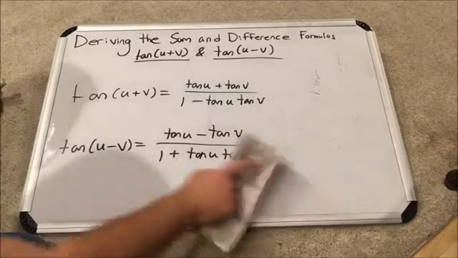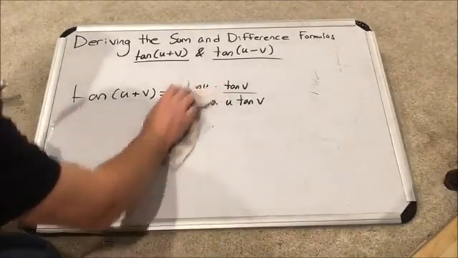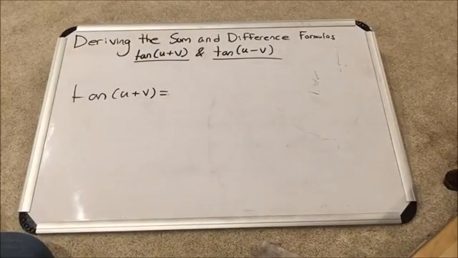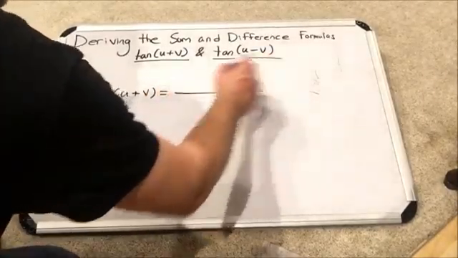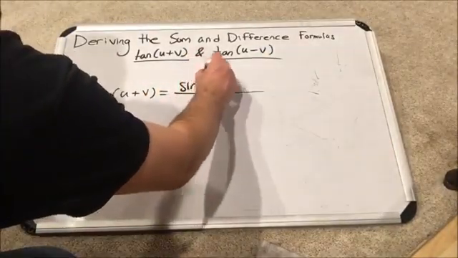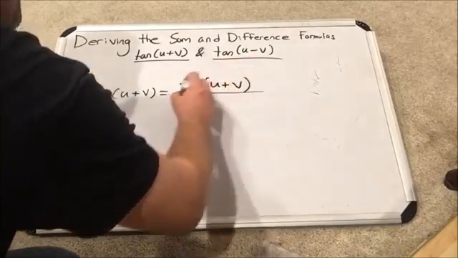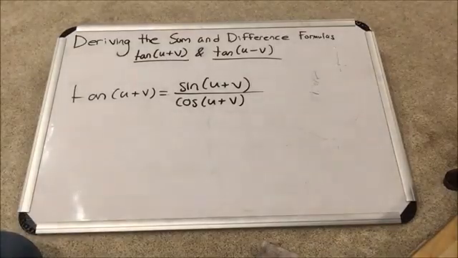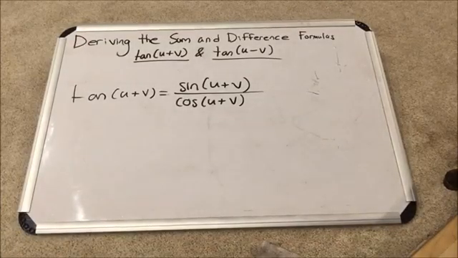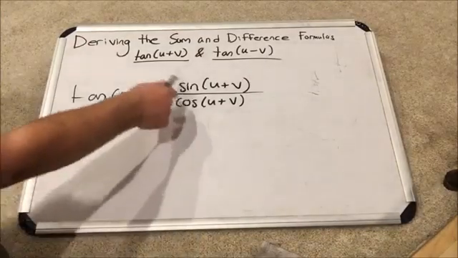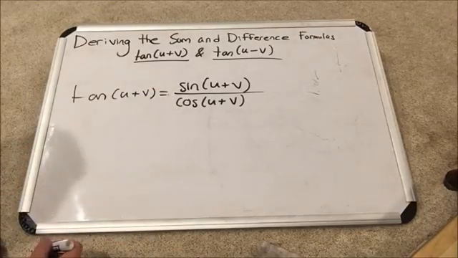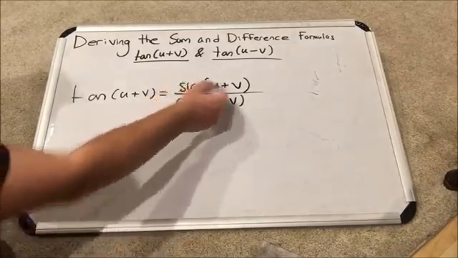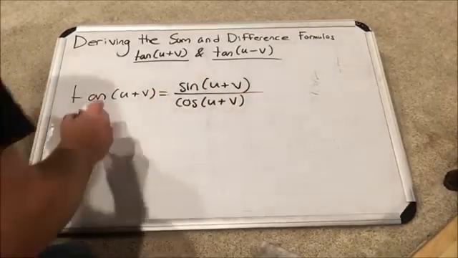So here's how we're going to begin. Knowing that tangent is defined as sine over cosine with the quotient identity, I'm going to write tangent of u plus v as the sine of u plus v over the cosine of u plus v. This is the quotient identity, and this is completely valid. Next, I'm going to take these two terms, and I'm going to expand them using the sum and difference formulas I derived in part 1 and part 2 of this 3-part series.